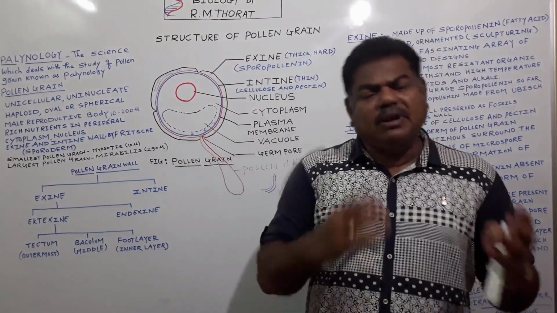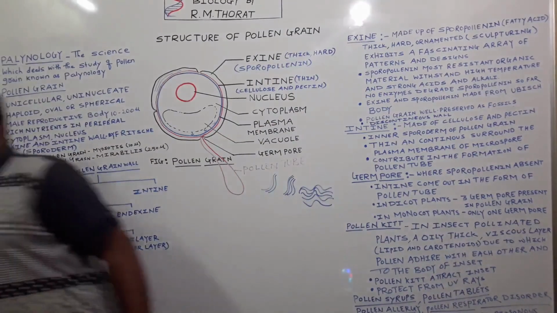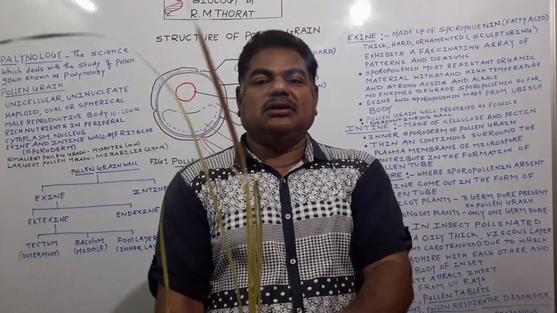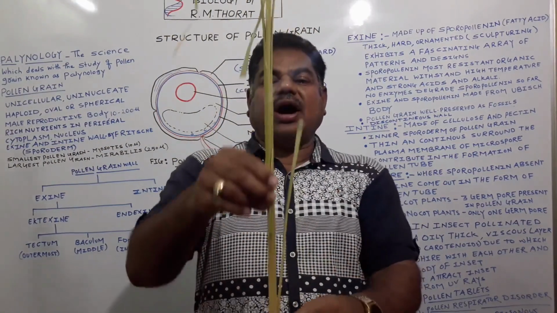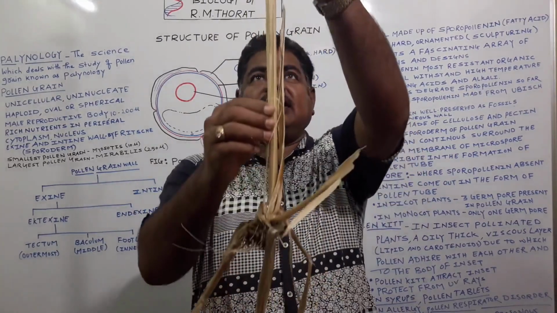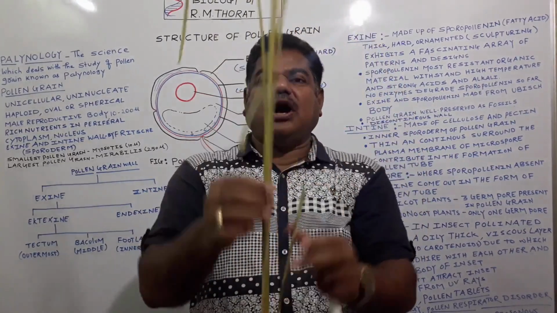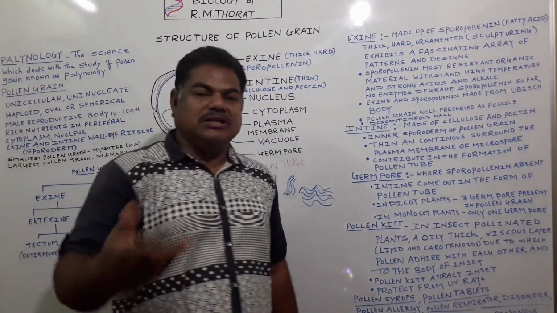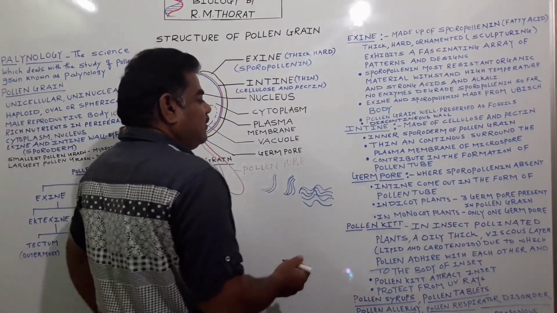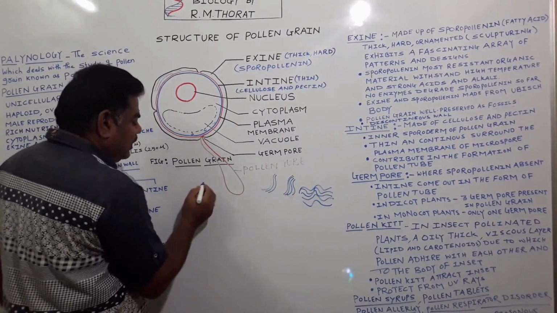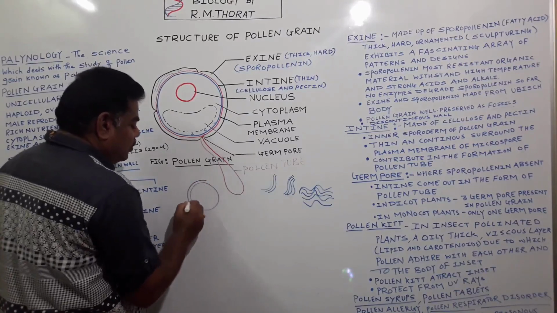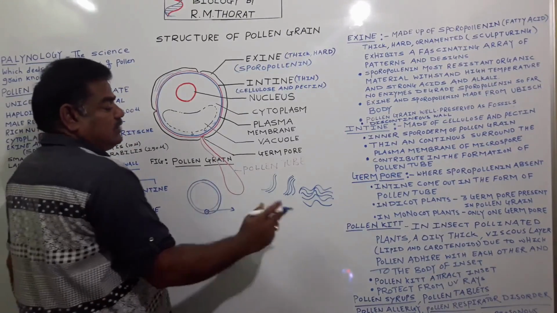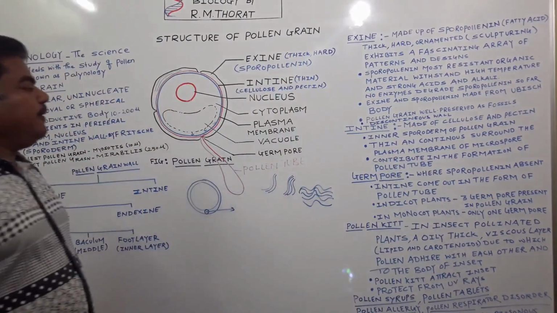But in case of monocot, for example, this one is a monocot plant, we call it Typha. In case of these monocot plants, Typha or grass or bamboo or this type of plant, monocot plants, jowar, bajra, only one pore is present. Pollen grain is there, but in the pollen grain, only one single germ pore is present in monocot plants.